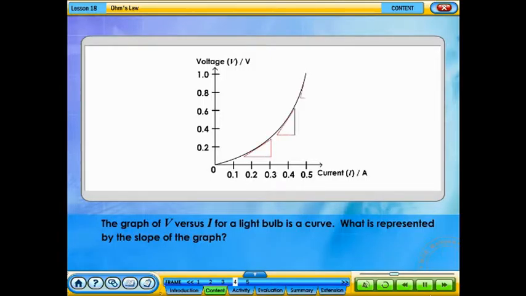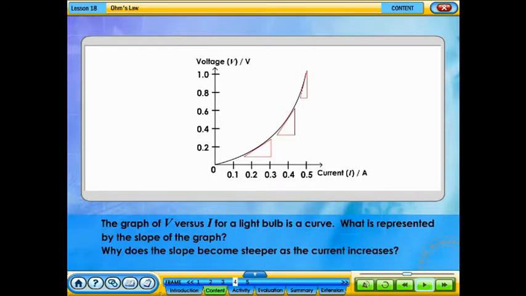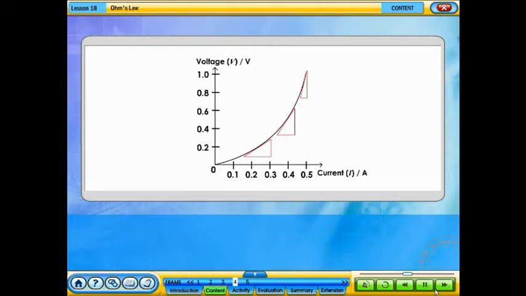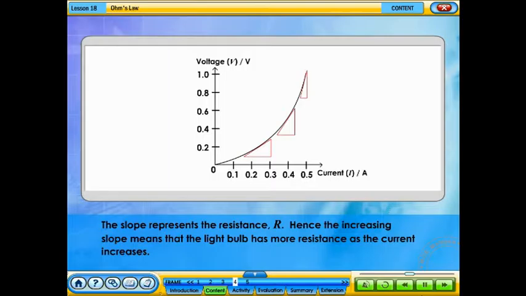The graph of V versus I for a light bulb is a curve. What is represented by the slope of the graph? Why does the slope become steeper as the current increases? The slope represents the resistance R. Hence, the increasing slope means that the light bulb has more resistance as the current increases.